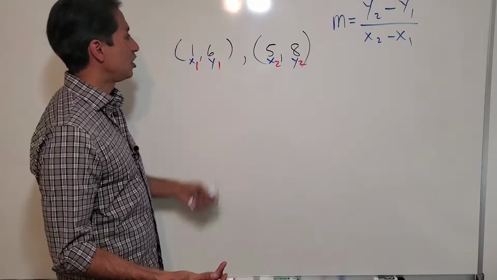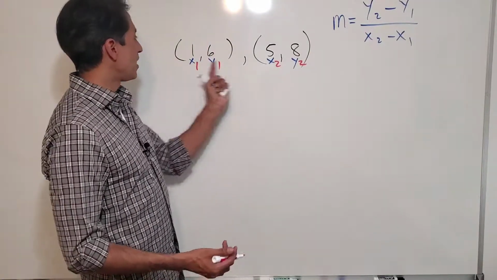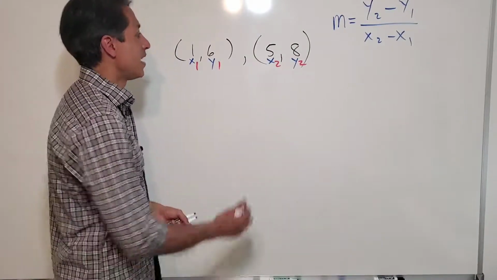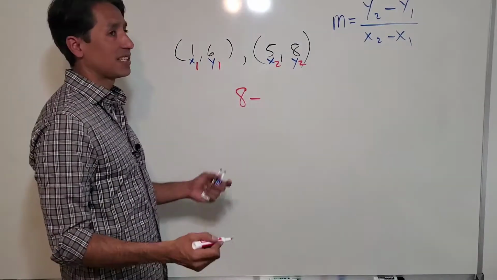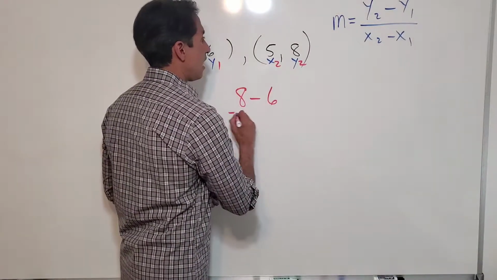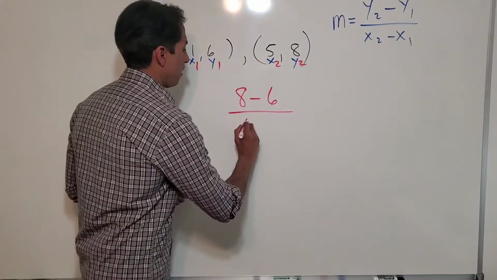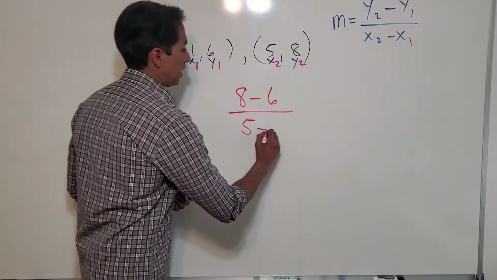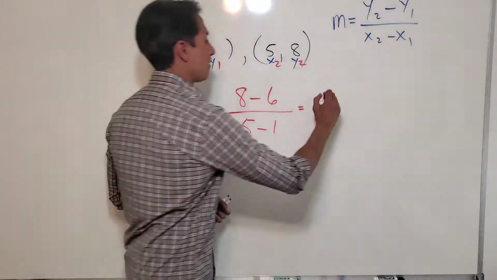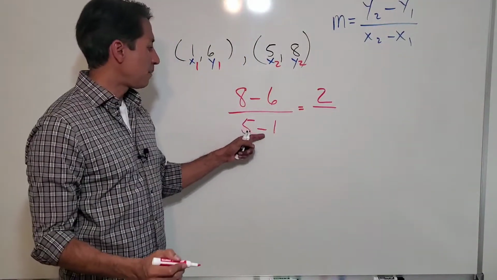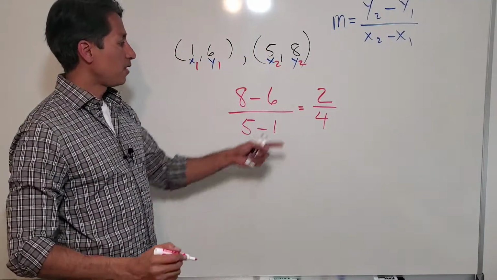So now all you need to do is plug them into the formula. Y sub 2, well, which one is that? Oh, it's right here. It's an 8, and minus y sub 1, which is a 6. Okay, I can fill that in. I have a fraction line here. X sub 2, what's that number? It's a 5. And then x sub 1 is a 1. 8 minus 6 is 2, and 5 minus 1 is 4. From there, you're good to go.